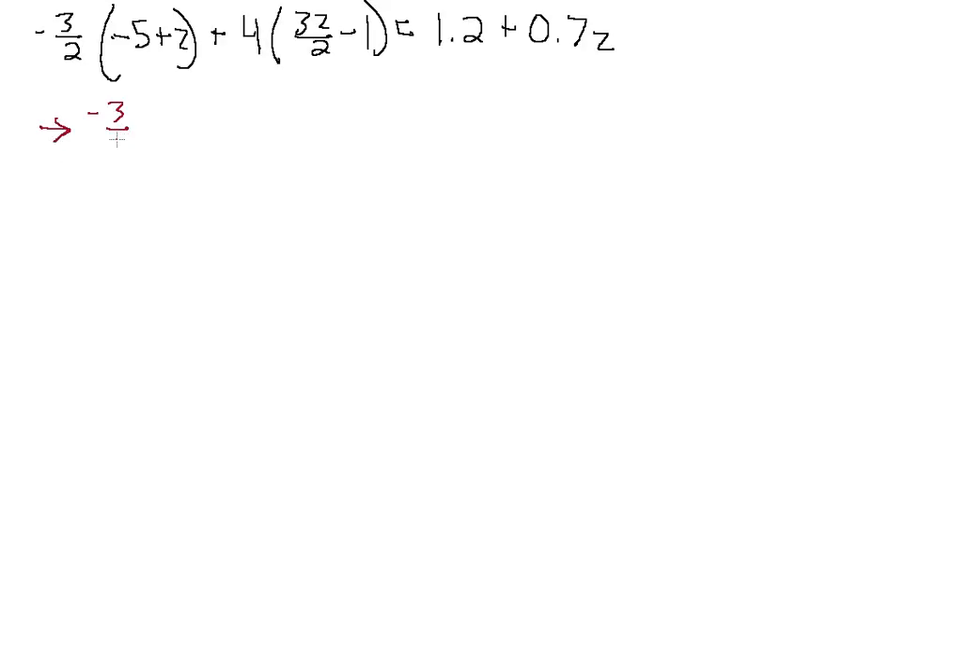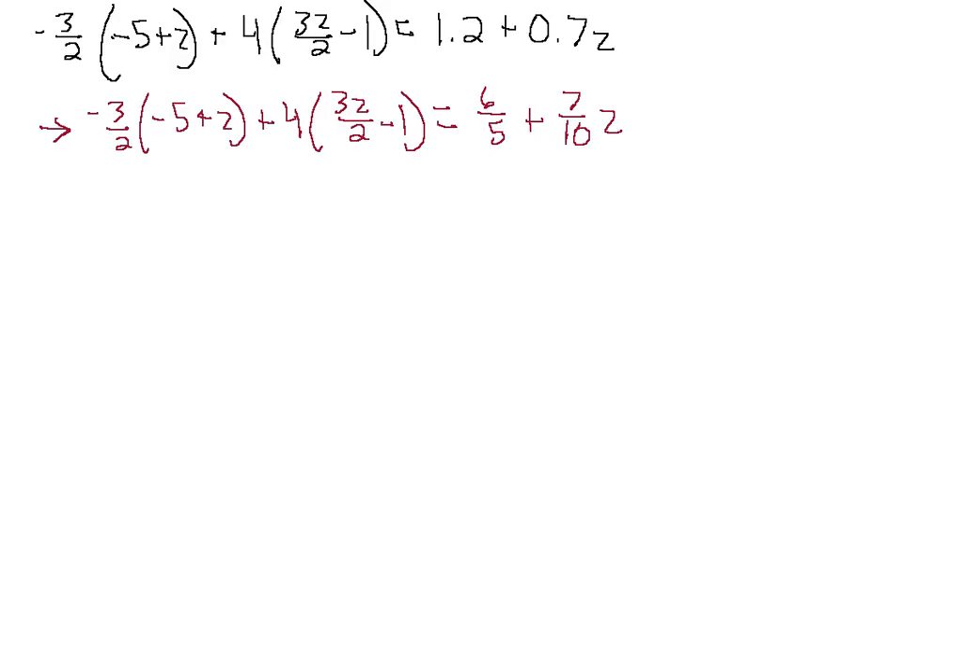We have minus 3 over 2 times (a minus 5 plus z) plus 4 times (3z over 2 minus 1) equals 1.2, which is the same thing as 6 over 5, and 0.7 is the same thing as 7 over 10 times z. Now that we've converted everything to fractions, we can attack this. Let's distribute this minus 3/2 right here, and this 4 right here and right here.